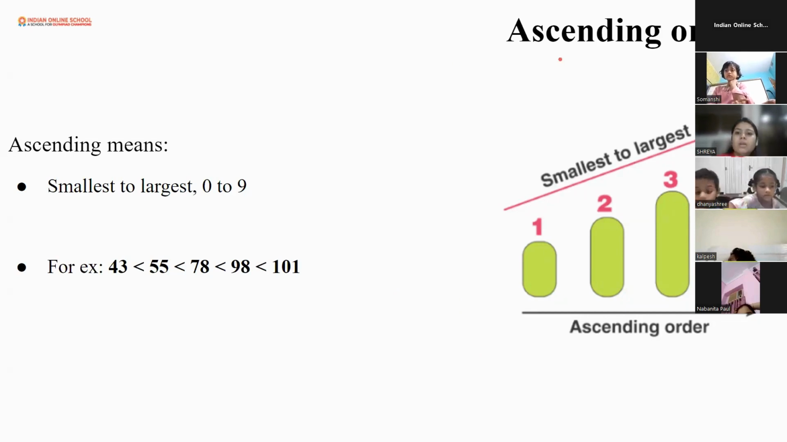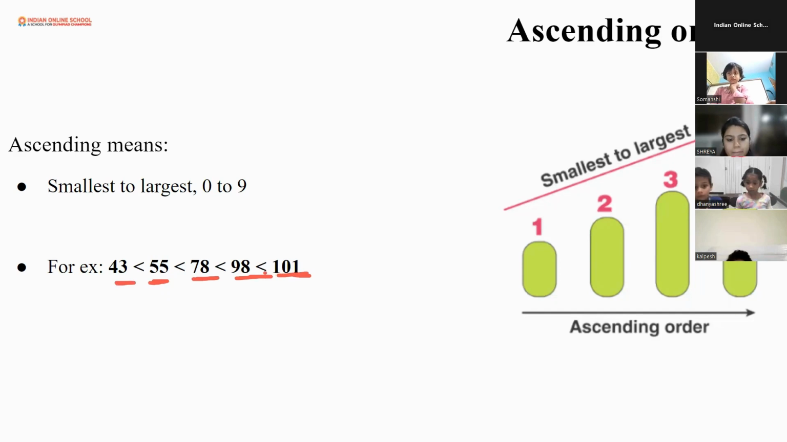Okay, so ascending order is small to big. For example, if I had these numbers, they are arranged in ascending order. 43 is smallest, then 55, then 78, then 98, then 101. They can be arranged in two orders, either ascending or descending. Ascending is small to big, and descending is big to small. Biggest to small.